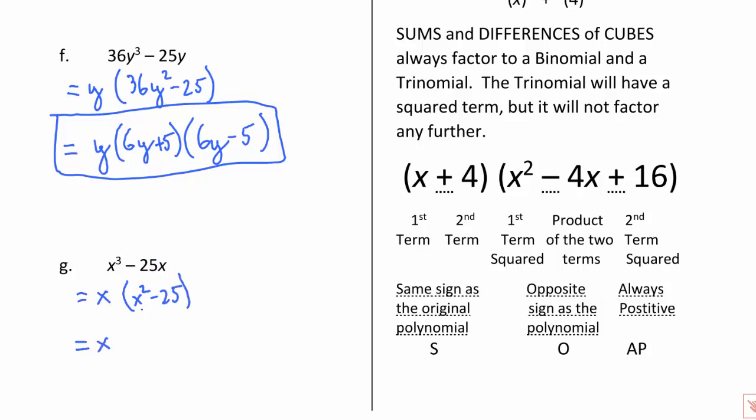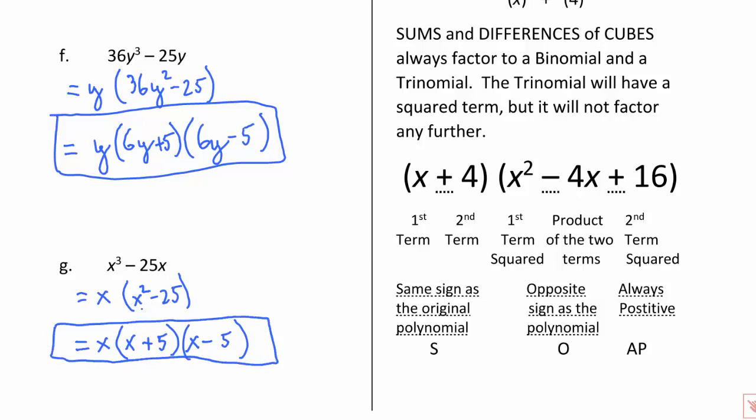I can factor again because x squared minus 25 is a difference of two squares. Square root of x squared is x. Square root of 25 is 5. Negative can only be achieved with a plus and a minus. So x plus 5, x minus 5. None of those are factorable. That means that this is the factorization of x cubed minus 25x.